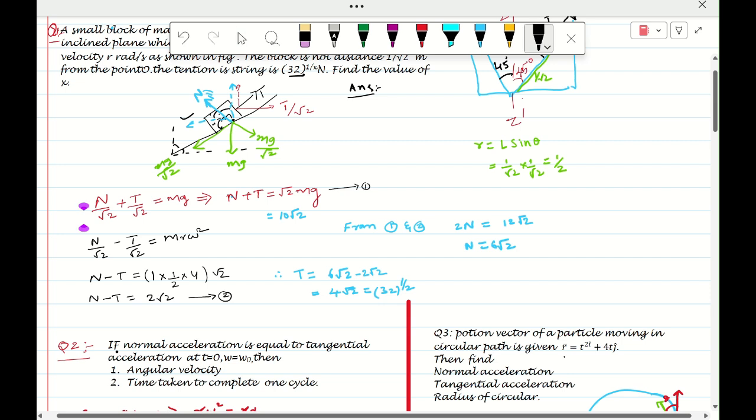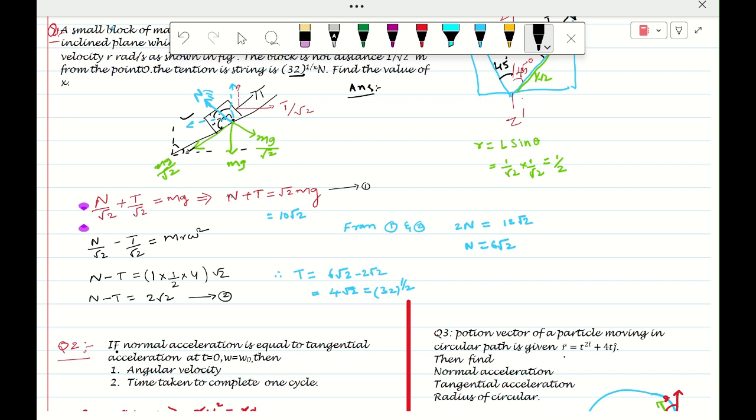In the vertical direction, T and N act upward and mg acts downward. Therefore N plus T by root 2, meaning sin or cos 45. Actually here it is T cos theta and N sin theta. Generally, if theta is given here, that will be 90 minus theta. So N cos theta plus T cos theta is equal to mg.